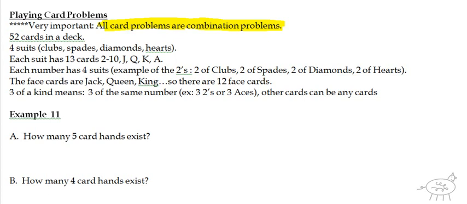A face card is not an ace, so don't get confused. Sometimes people make an ace a face card, but an ace is not a face card, even though it's got an ace in it. And if I say a 3 of a kind, basically what a 3 of a kind is, 3 of the same number, like 3 2s or 3 aces, and other cards can be any cards, if I'm saying I want a 5-card hand.